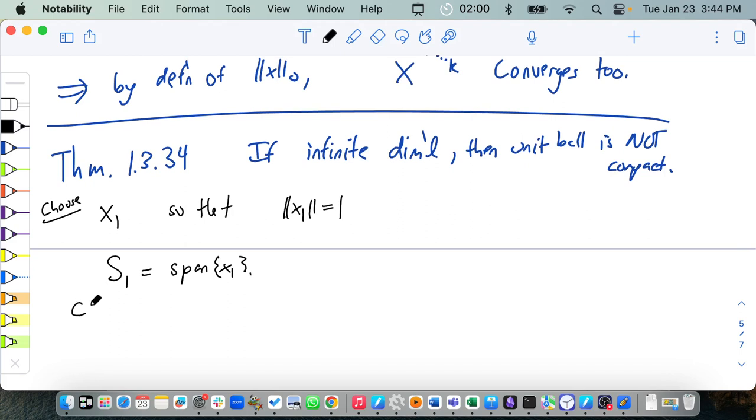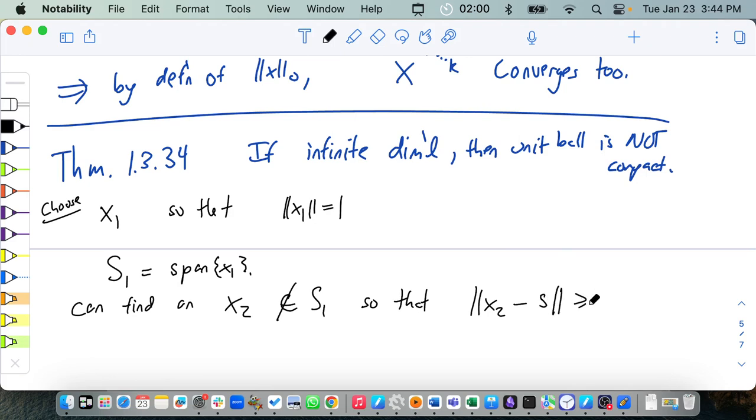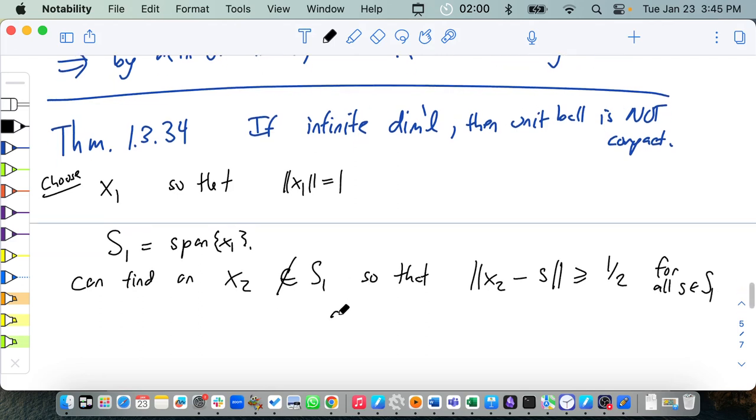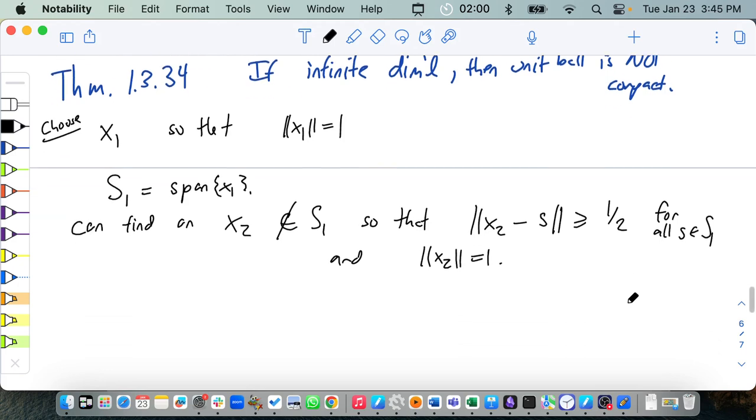But here is the thing you can do. You can always find an x2, which is not in S1, so that the norm of x2 minus s is greater than or equal to 1/2 for all s in S1, and the norm of x2 is also 1. So this is a fact: if you have some subspace, you can always find another vector which is far away from that subspace. If the distance to the subspace was 0, you would be right in that subspace, some element of S1. But you can find something that is not in S1, and it's at least distance 1/2 from S1. In fact, this is called Riesz's lemma.